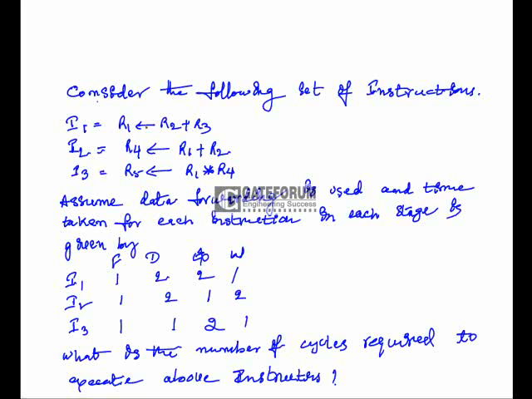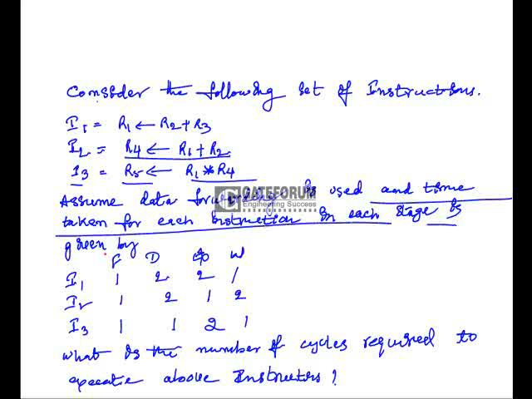Set of instructions. I1 is R1 = R2 + R3. I2 is R4 = R1 + R2. I3 is R5 = R1 * R4. Assume data forwarding is used and the time taken for each instruction stage is given like this. Number of clock cycles: I1 is 1, 2, 2, 1. I2 is 1, 1, 1, 2. Fetch, decode, execute and write. I3 is 1, 1, 1, 1. What is the number of cycles required to execute the above instructions?